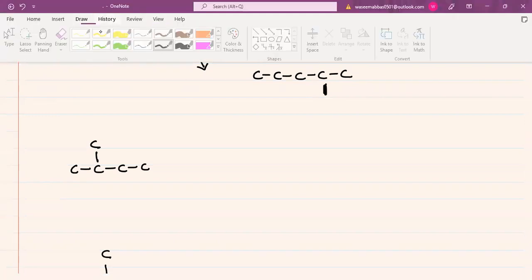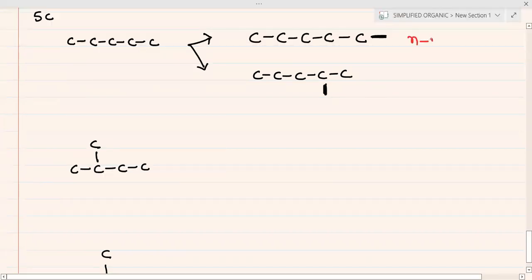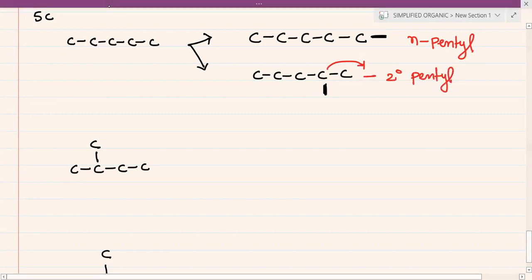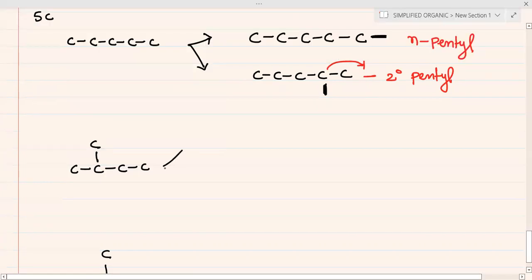And one branch I can make from the second carbon. As the first is the normal one, called n-pentyl, and as this is from the secondary carbon, this is called secondary pentyl. Whatever is required for the syllabus, I am teaching you that. For example, if I make a branch from this carbon, now look at this.